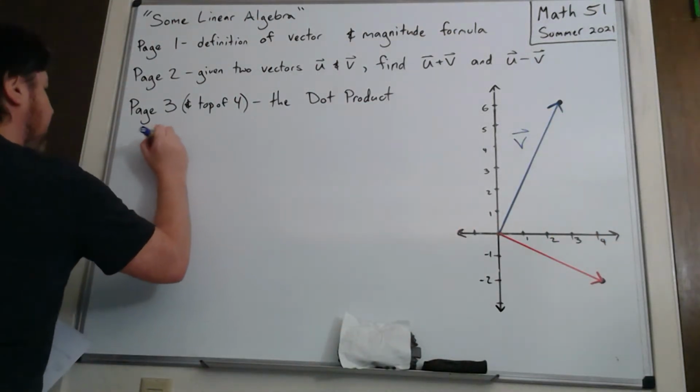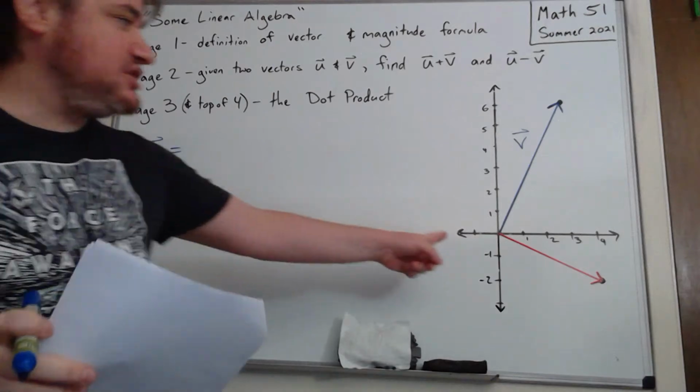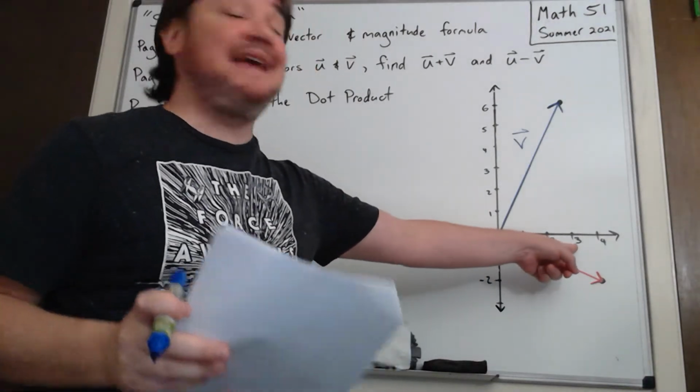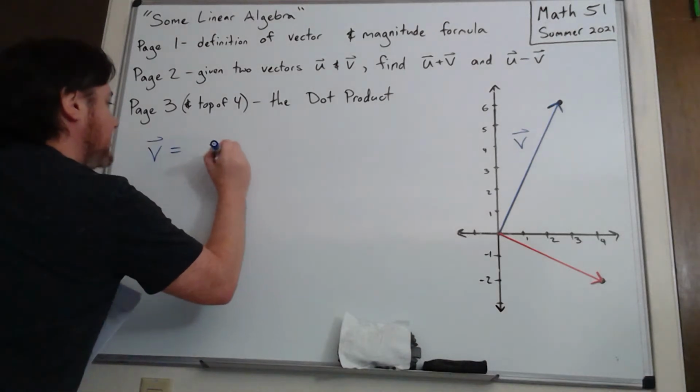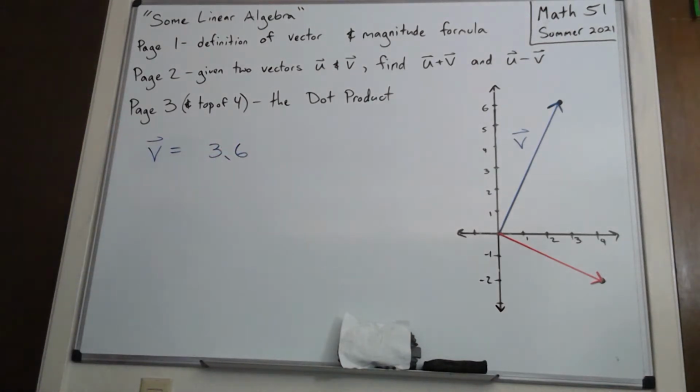So V here, as a vector, has an x-coordinate, right? It moved over 3 in the x direction. It went up 6 in the y direction. And so I can write it like 3, 6, like an ordered pair.